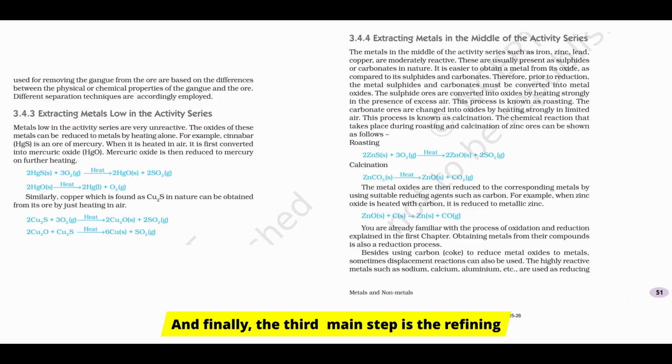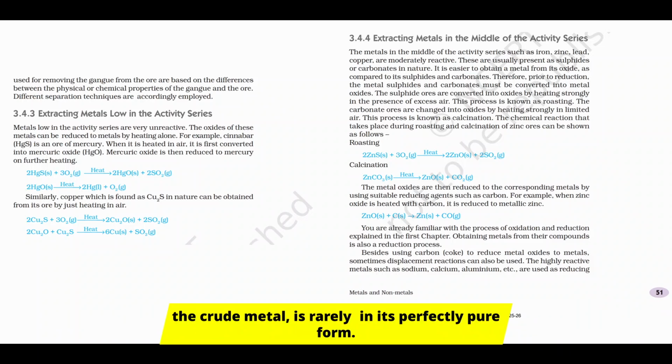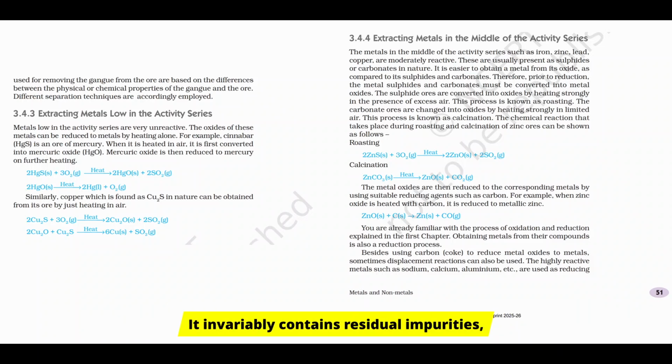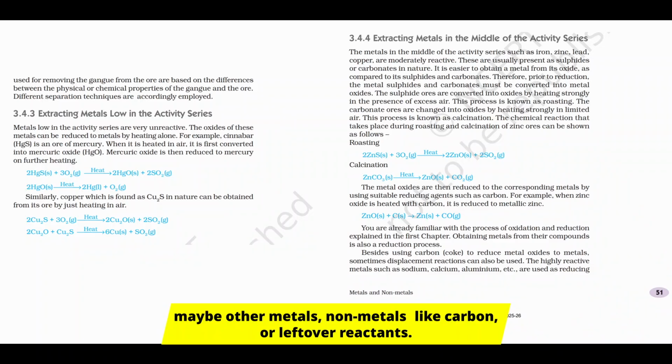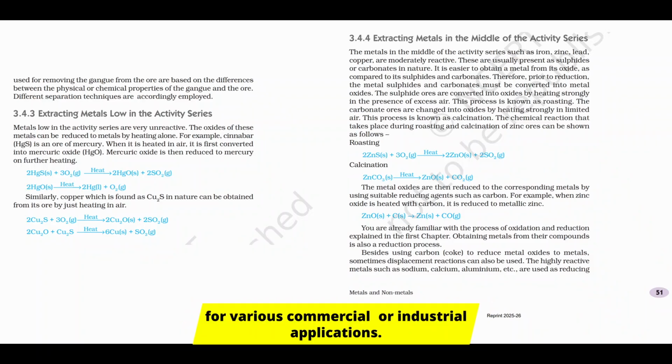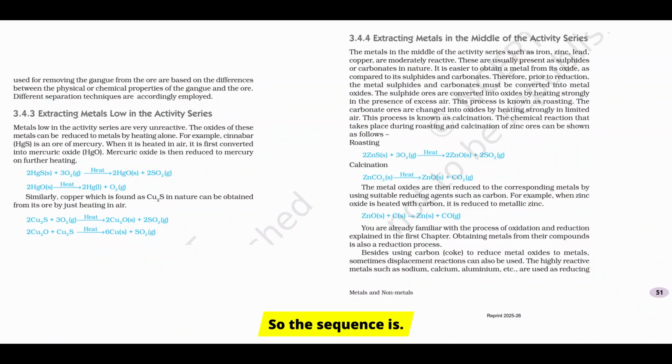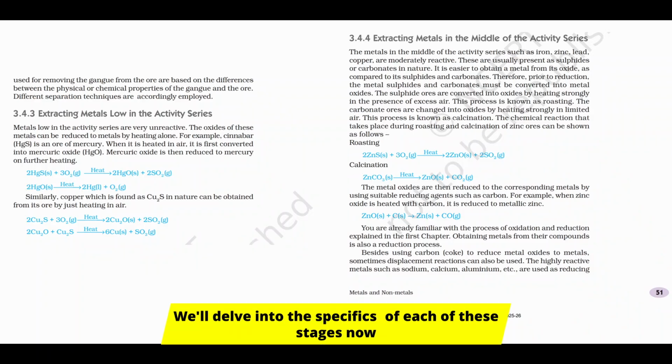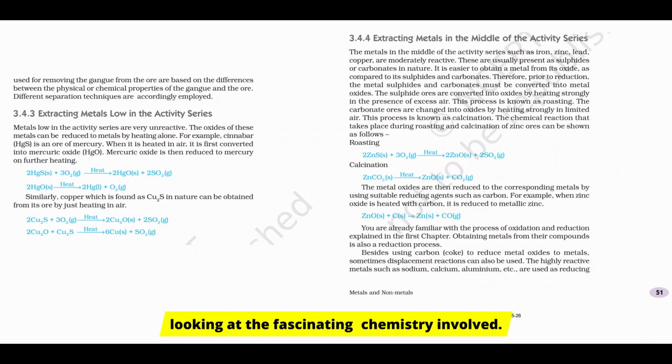And finally, the third main step is the refining of the metal, purification. The metal obtained after the extraction step, the crude metal, is rarely in its perfectly pure form. It invariably contains residual impurities, maybe other metals, nonmetals like carbon or leftover reactants. These impurities need to be removed to obtain a metal of high purity suitable for various commercial or industrial applications. This final purification process is what we call refining. So the sequence is concentration, right, extraction, refining. We'll delve into the specifics of each of these stages now, looking at the fascinating chemistry involved.